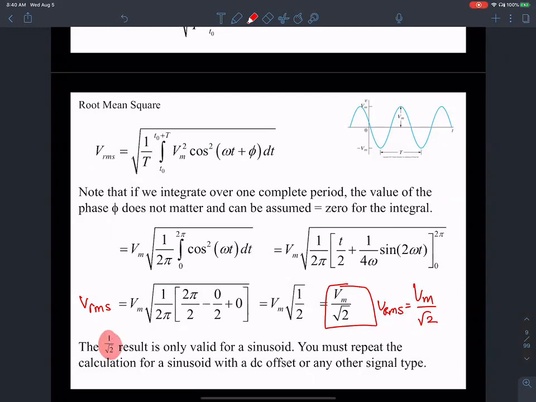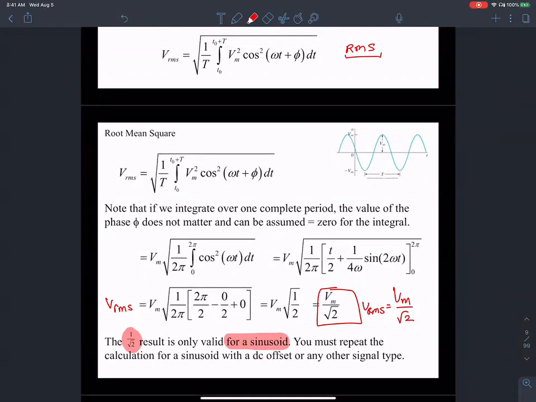Now this factor of 1 over square root of 2, this result is only valid for sinusoidal signals. When you evaluate the VRMS of some other kind of wave, that may not be 1 over square root of 2. So whenever you have sine or cosine waves and you try to get the root mean squared value of it, it always evaluates to Vm over root 2.